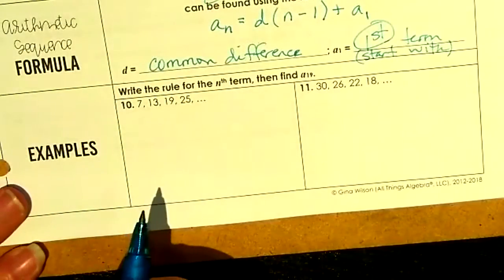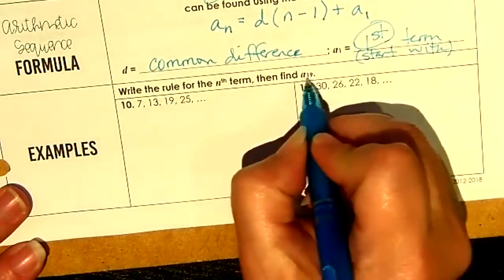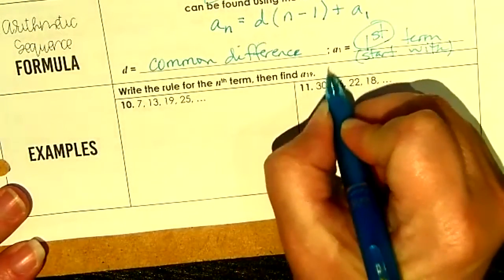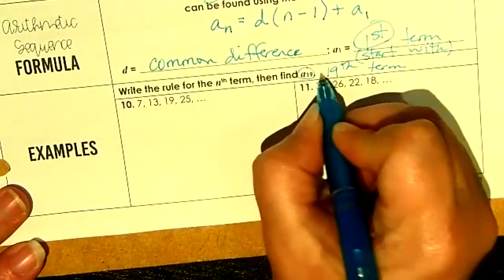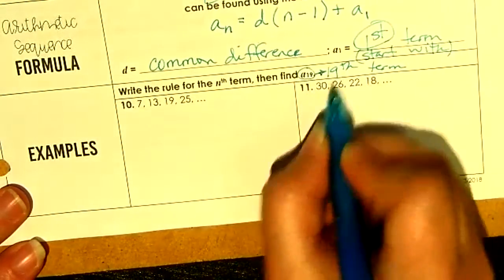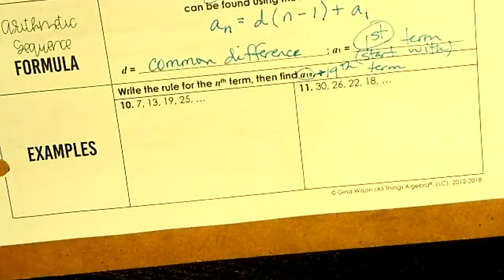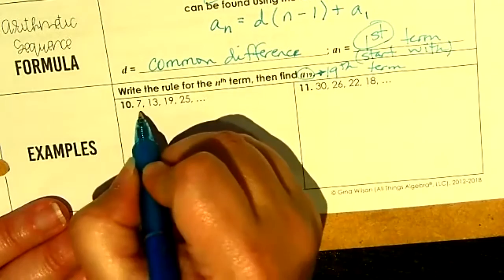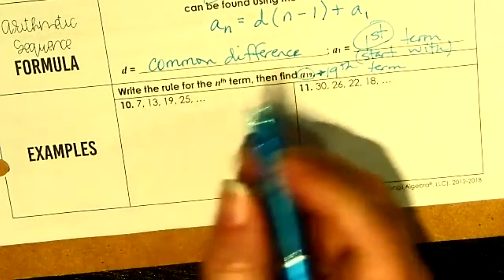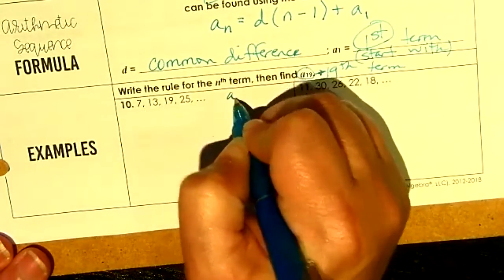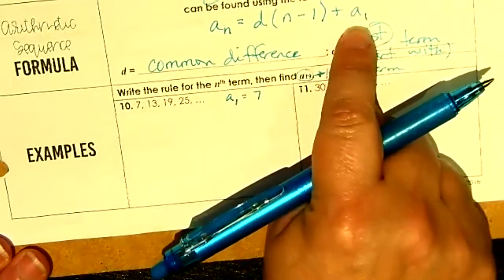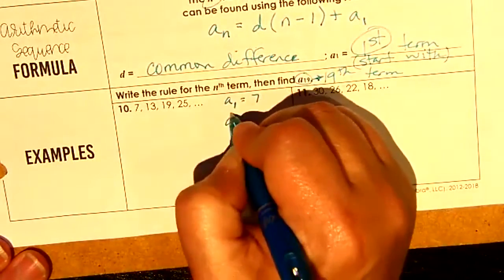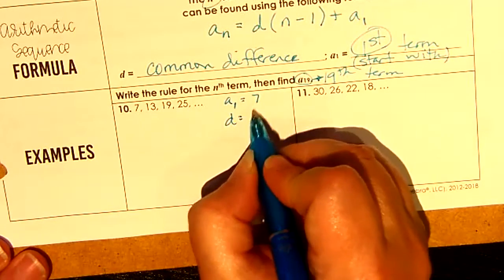Let's write the rule for the nth term, then find a sub 19. That means we want the 19th term. So let's find the rule first. I've got to find what d equals. I have the a sub 1, that's my first term, which is 7. I need that information for my formula. I need to know what the d is, so I'm going to find that.